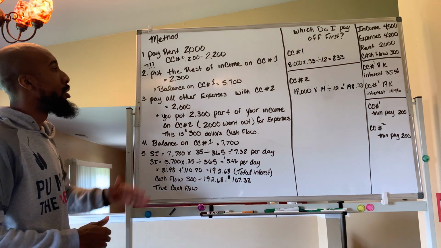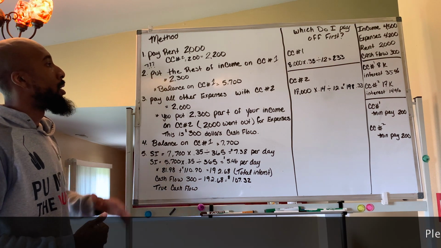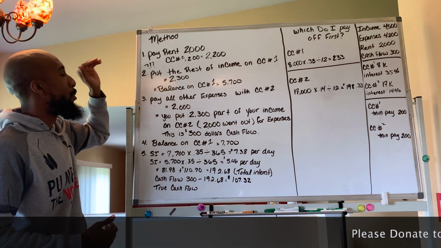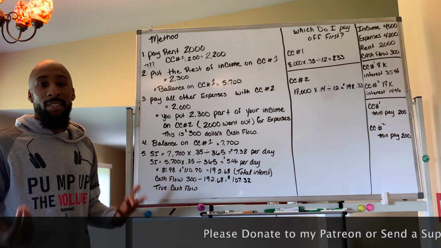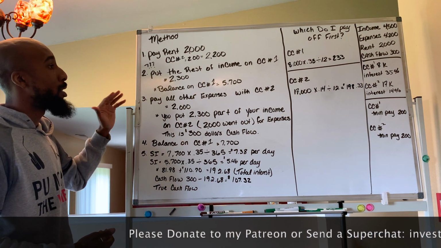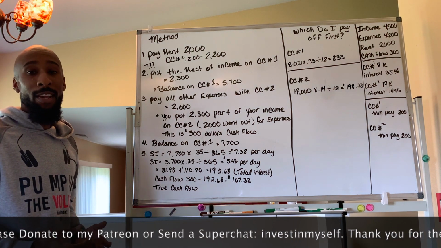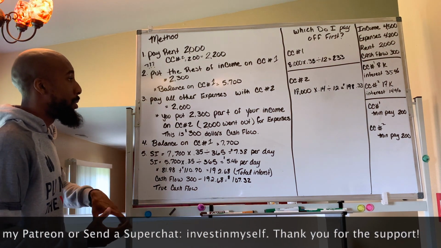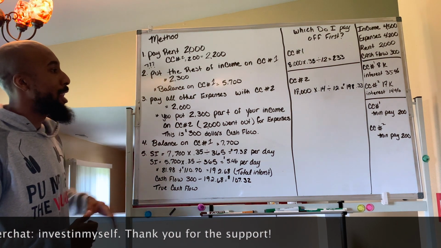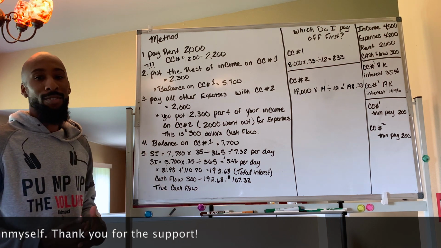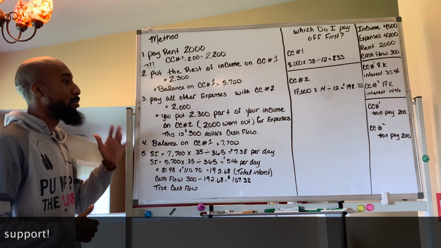So we used $2,200 of our income on the rent and credit card number 2. Now, step number 2, we're going to put the rest of our income onto credit card number 1. So whenever we get our income, we're going to put that onto credit card number 1. This will make the balance $5,700 because remember, the credit card was $8,000 and we're putting $2,300 on there.